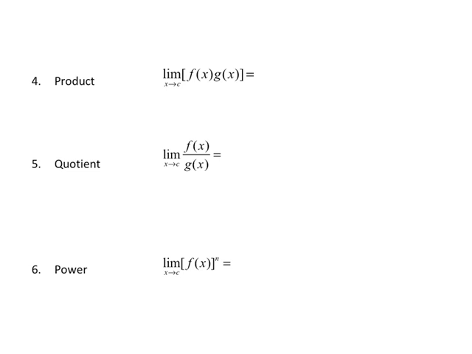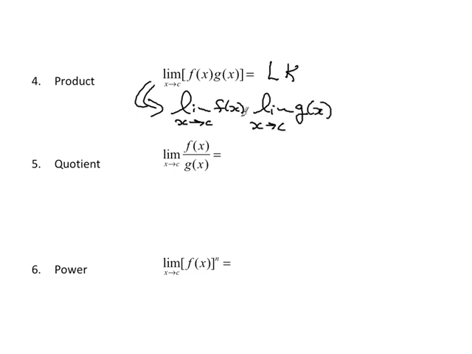Okay, a couple more here. The product. Now again, assuming that the limits of f and g exist, which we said they did, they're L and k, which are real numbers, then the limit as x approaches c of f of x times g of x will be L times k. That kind of makes sense because I can rewrite this as the limit as x approaches c of f of x multiplied by the limit as x approaches c of g of x, and clearly that is L times k.